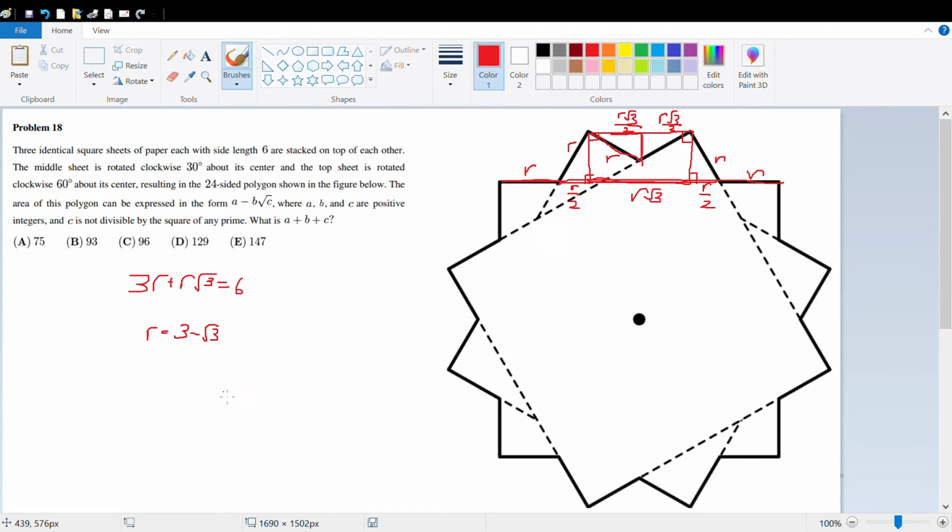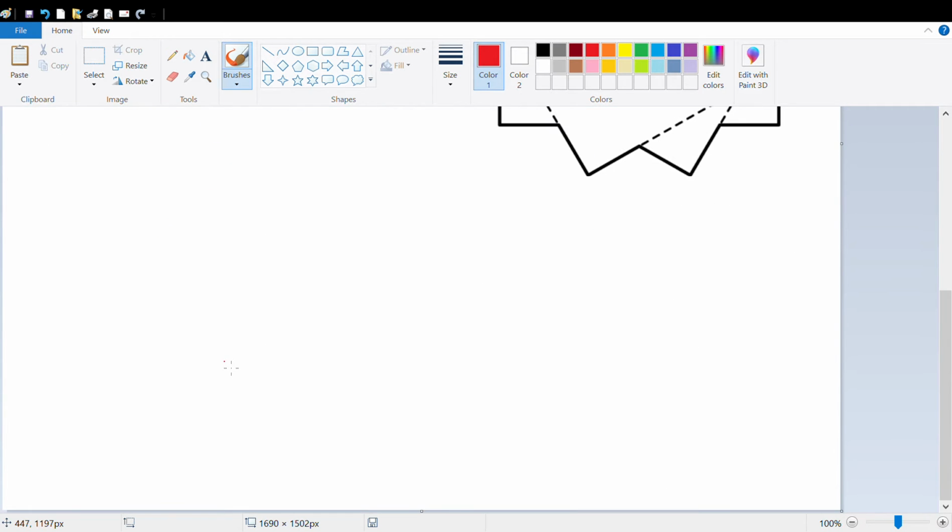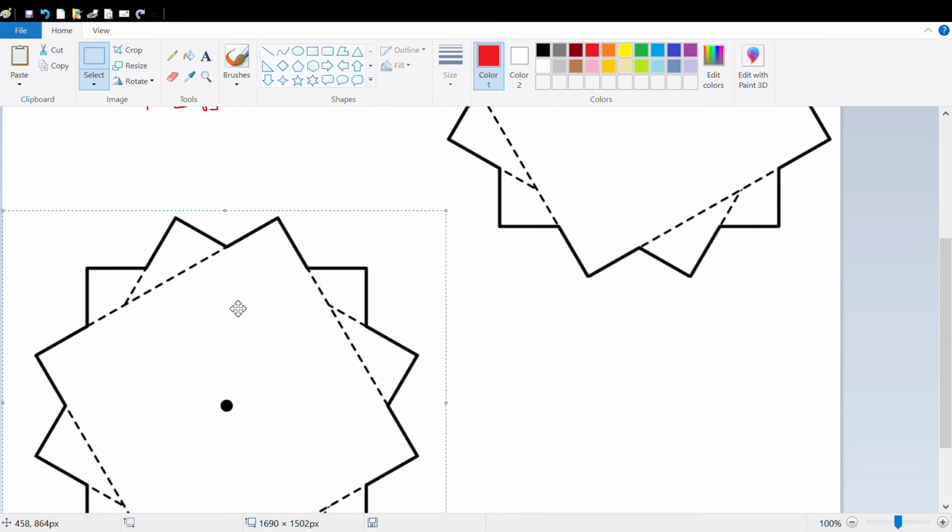Okay, so now let's use this to find the area of the shape. Now, how are we going to do this? We're going to do this by, I can't find my mouse. Wait, where'd my mouse go? My mouse disappeared. Okay, I found my mouse. So let's paste in another shape because that's how life works.